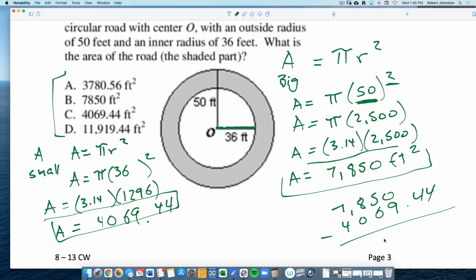Equals, what? It's a big number. It is. Isn't it 3,000 something? Yeah, I put 3, 7, 8, 5, 6. There it is. I think I see that.